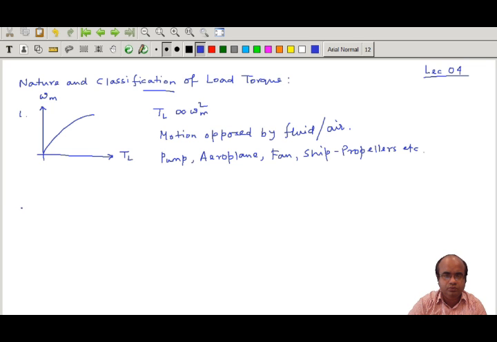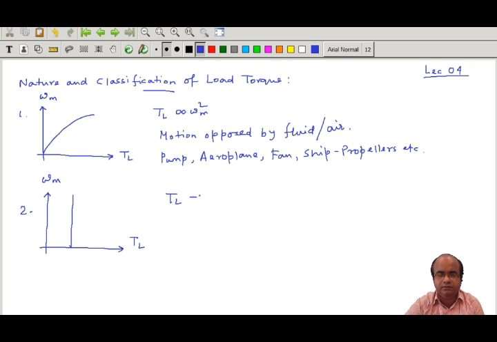Now number 2. For a low speed hoist, the load torque remains constant. This is a constant load torque. TL is constant. That is for the low speed hoist.